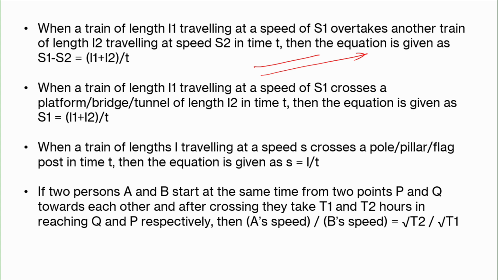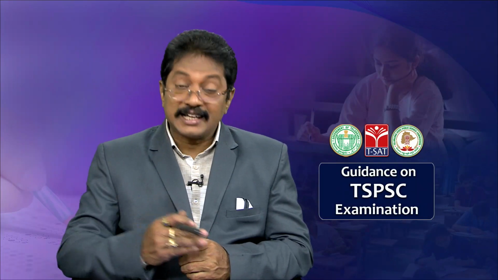Just remember it. When the two trains cross each other, then S1 plus S2 is equal to L1 plus L2 by t. Whereas, when the first train overtakes the second train, then S1 minus S2 is equal to L1 plus L2 by t. This is very important. Okay. Now, coming to the next one.